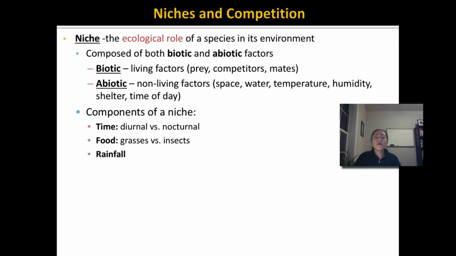The amount of rainfall an organism needs, that is important for its niche, for it to survive. The temperature that it needs to survive would be important. The space that it requires within a habitat is extremely important.